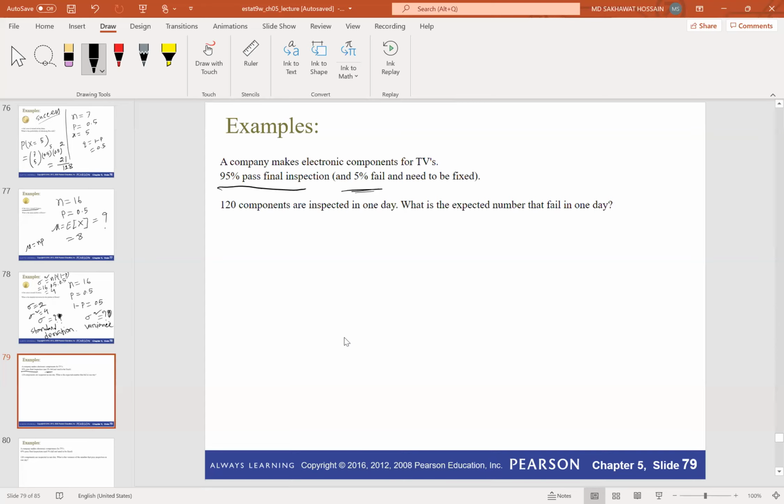Is it a binomial distribution? Yeah, definitely this is a binomial distribution because this is section 5.6. Yeah, okay, I'm just kidding.